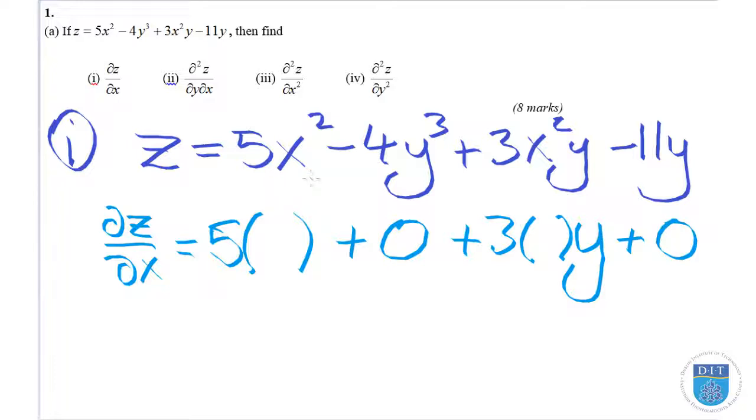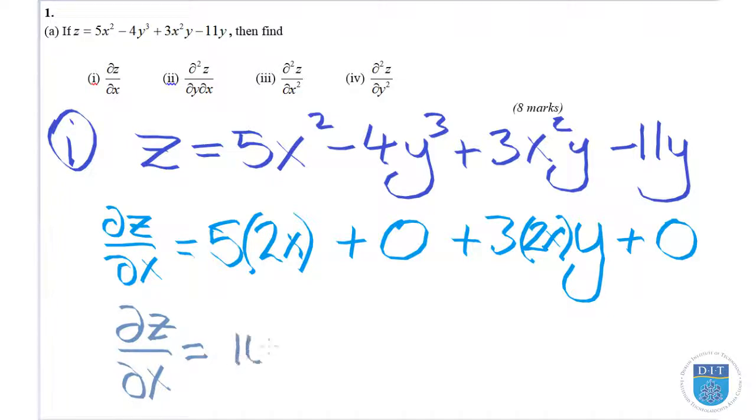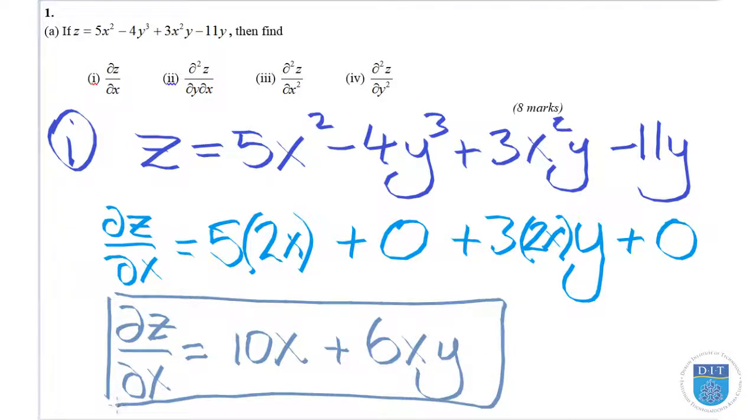So the derivative of x cubed, that's 5x squared... the derivative of x squared here is another 2x again, and that's 0. So I'll just finish it off and clean up my final answer. So my answer is del z del x equals 5 by 2 is a 10x, 0, I won't write it again, plus 6xy, and then the other 0 at the end, and that's my x derivative.